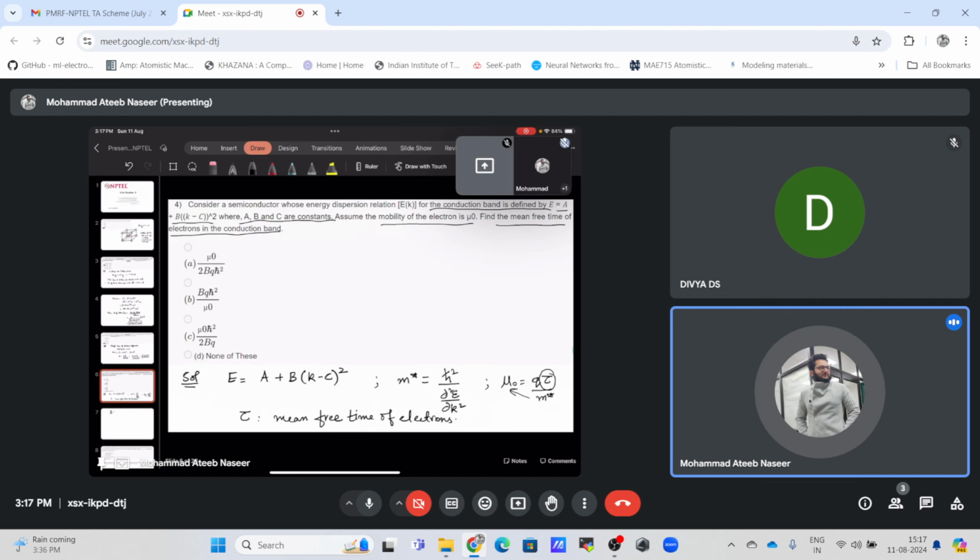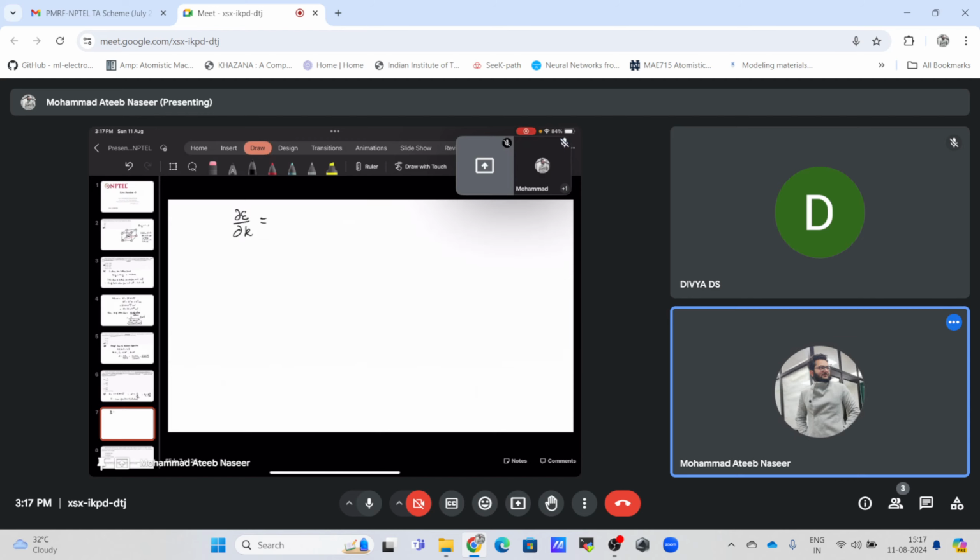Derivative of a is simply constant. It will come out to be equal to 2 times b times k minus c, and its second derivative is simply 2 times b. From this, m star comes out to be equal to h bar square by 2b, and mu times m star by q is tau. This is the scattering time.